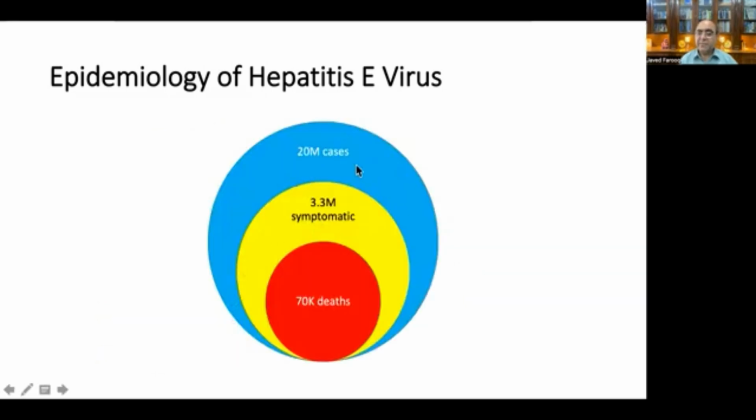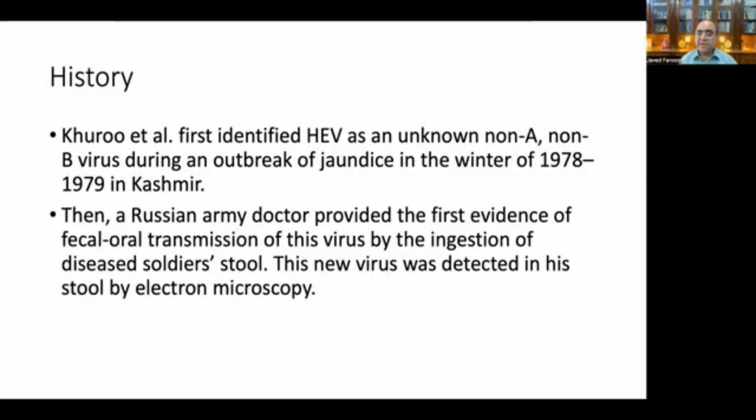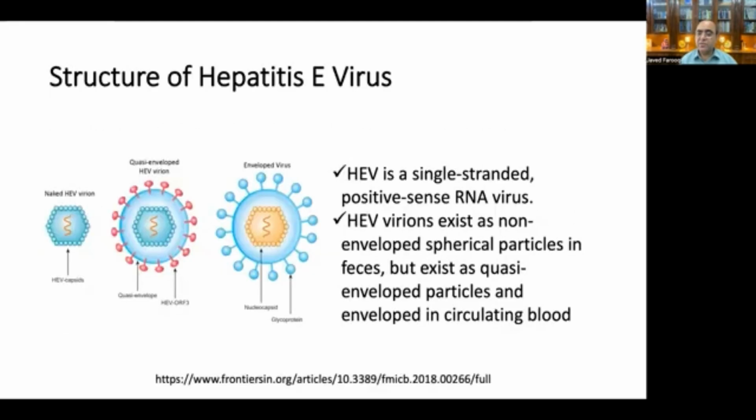We did know that according to WHO, every year 20 million cases are affected by hepatitis E. Out of these, 3.3 million cases are symptomatic, and 70,000 of these symptomatic acute hepatitis E patients die. We discussed that Khuroo was the person who first identified hepatitis E virus in 1978-79, and then a Russian army doctor provided the evidence of hepatitis E in a soldier's stool. And it was in 1980 when the viral genome was cloned and named.